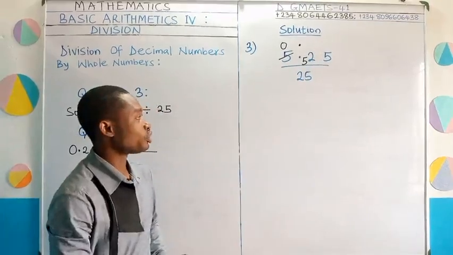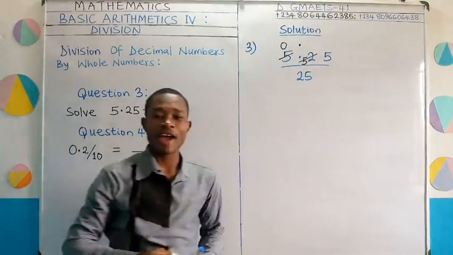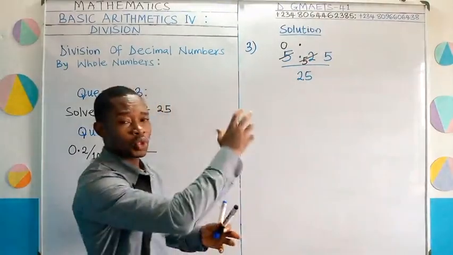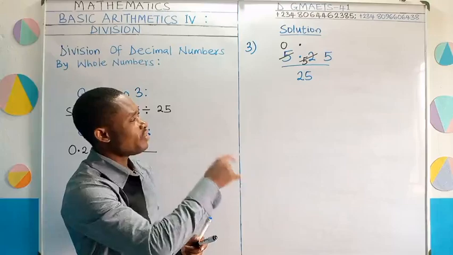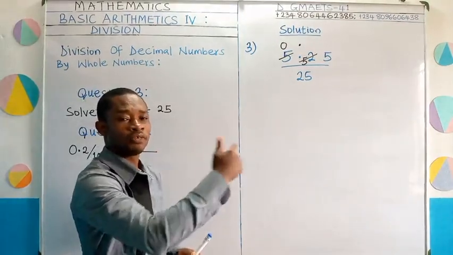We have 52 to be divided by 25 now. So 52 divided by 25. You know, we are working with the 25 times table. If you start working with the 25 times table, dividing 52 by 25, you notice that 25 times 2 will give you 50.